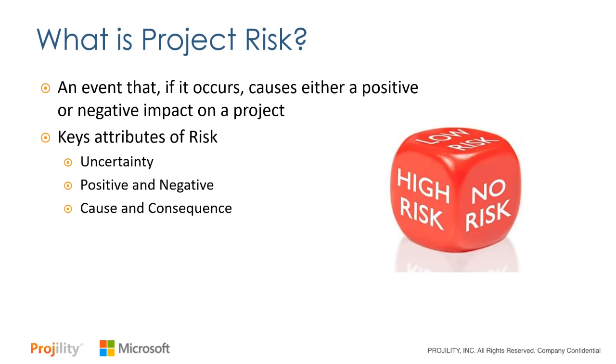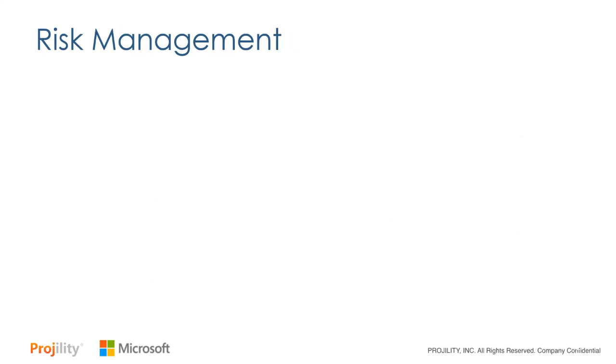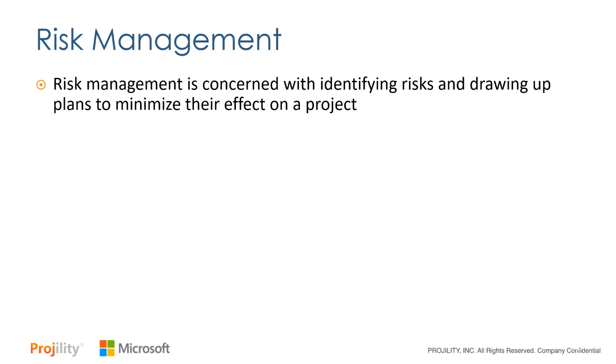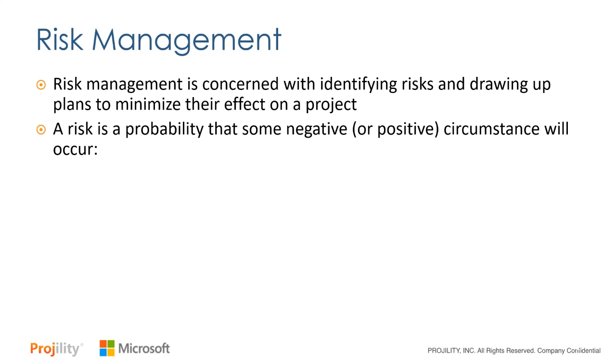And there are some key attributes to risks. The first, it's going to have some kind of uncertainty. We're not going to know everything about it. And that's why it's a risk in and of the nature of it. It can be positive or negative, as we mentioned, and it can have a cause and a consequence behind it as well. So we're going to have causes, consequences. We're going to start thinking about this. So the practice of risk management is really focused on identifying these risks and coming up with plans to minimize their impact on a project, to figure out if something does occur, what am I going to do to mitigate that so it has the smallest possible impact on my project.